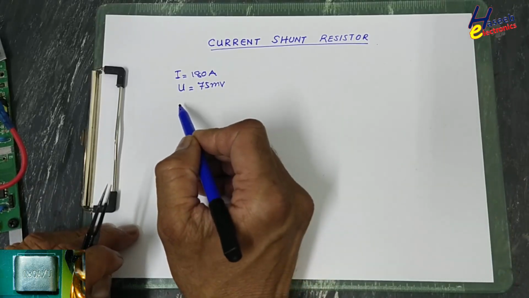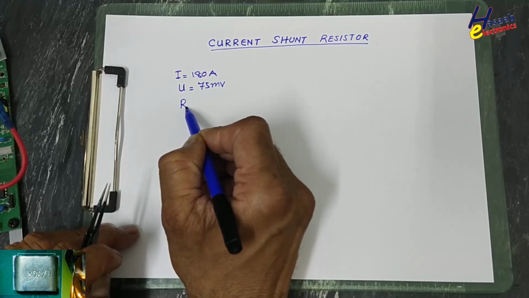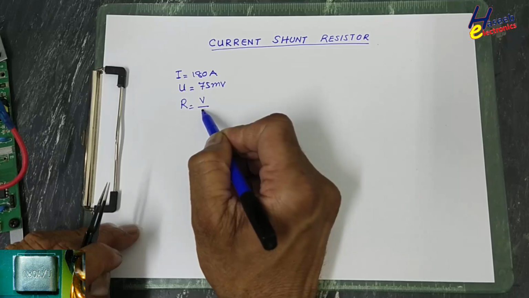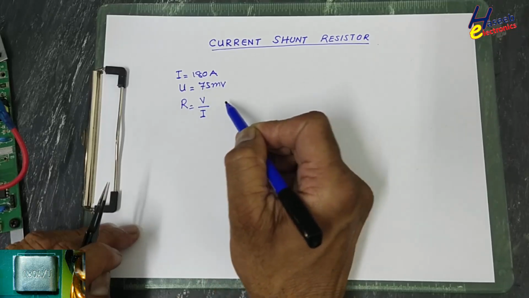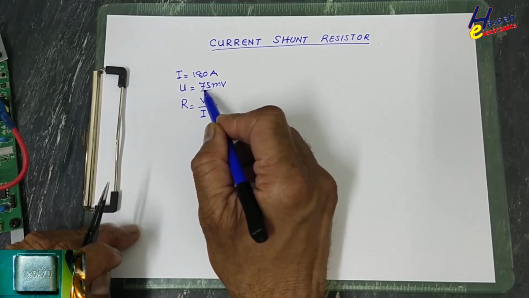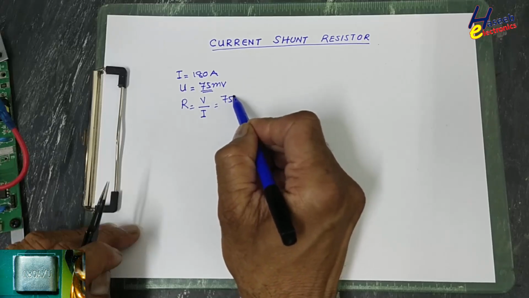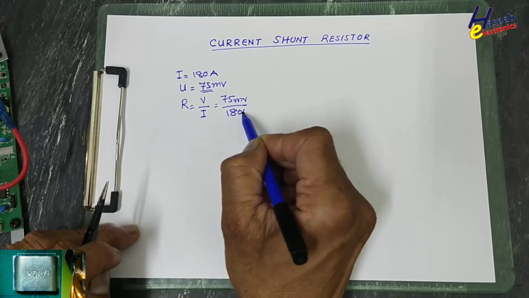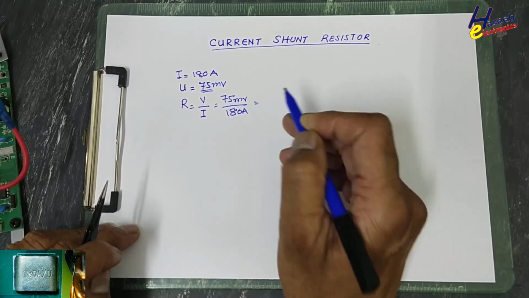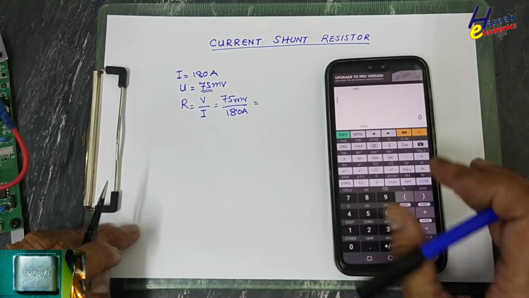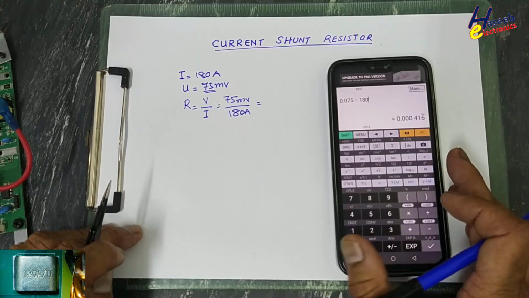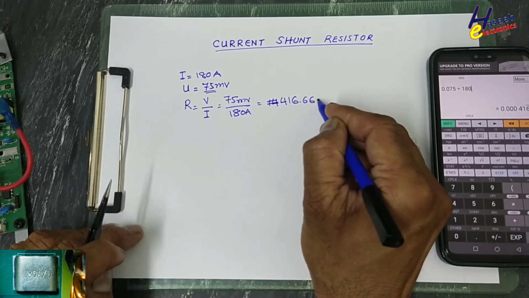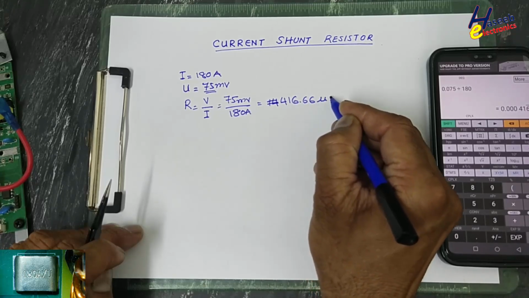If you want to know the value of this resistor, R = V over I. Voltage is 75 millivolt, and current is 180 ampere. The amount of resistance is 0.000416, or 416.66 microohms.